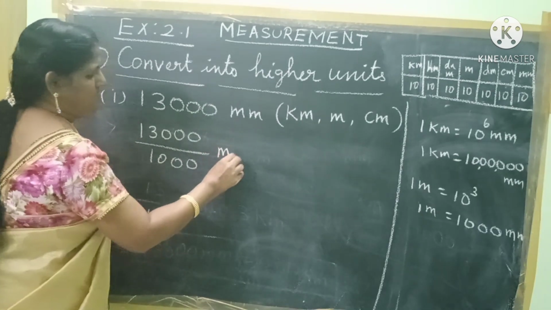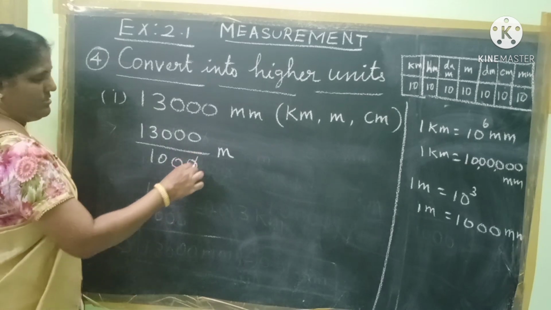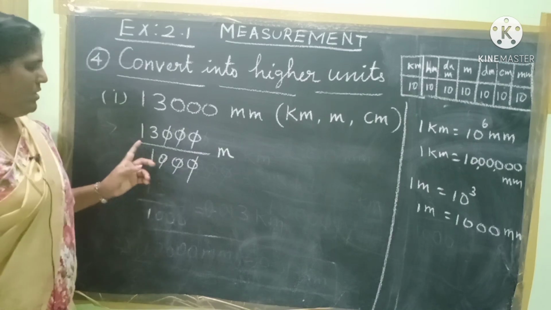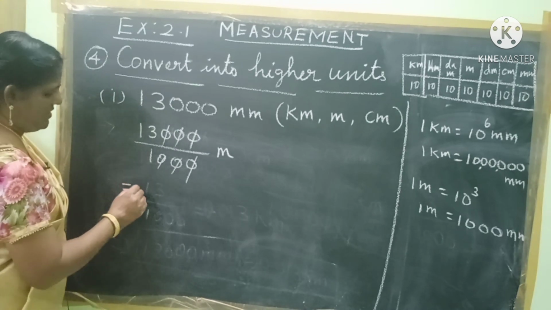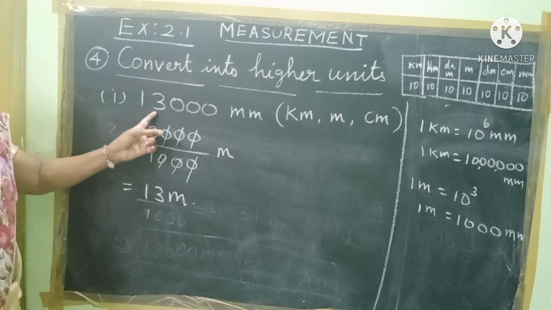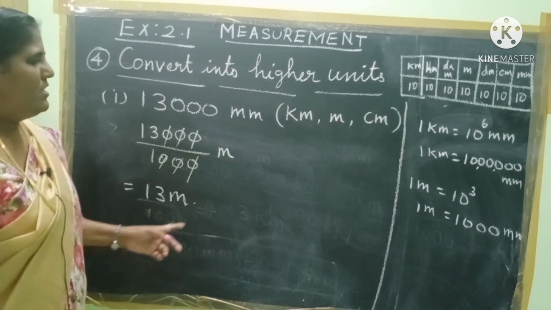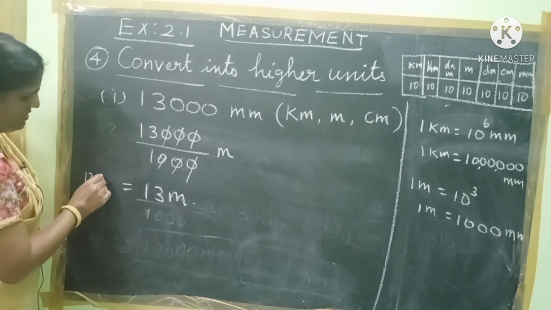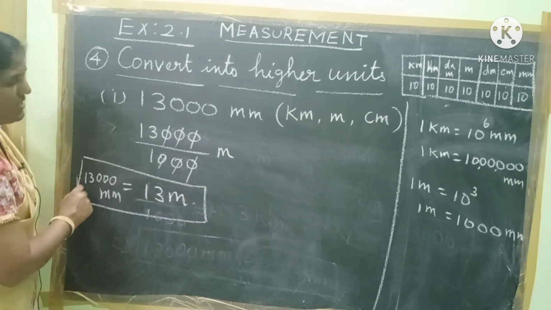We need to convert into meter. So 3 zeros will cancel. 13 divided by 1 means 13 only. So the answer is what? 13 meter. 13,000 millimeter is equal to 13 meter. Okay, so the answer is over. 13,000 millimeters is equal to 13 meter.